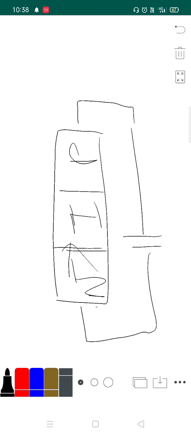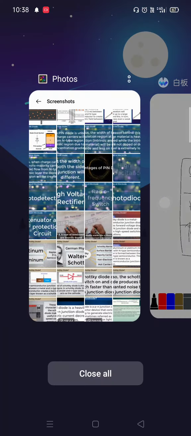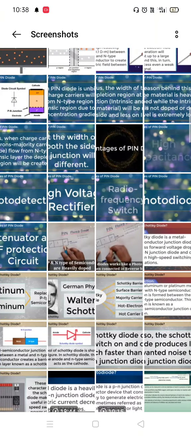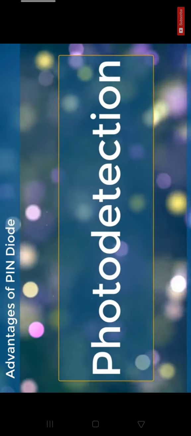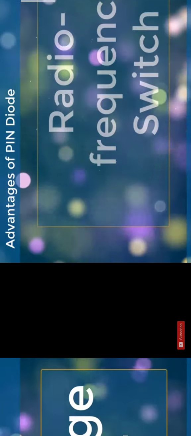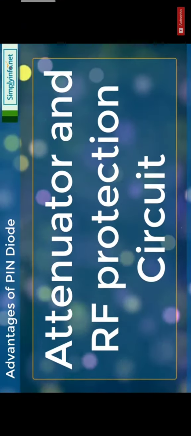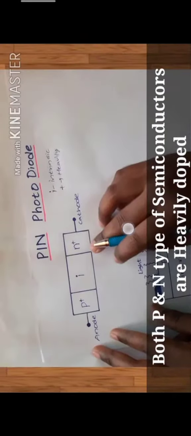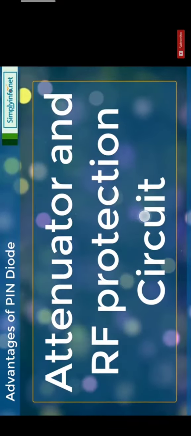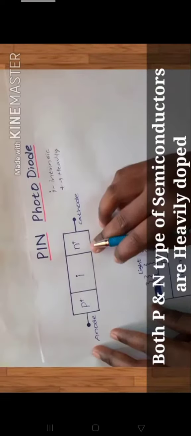So if we consider the applications and advantages: photo detection, high voltage rectifier, radio frequency switch, photodiode, attenuator, and RF protection circuit.